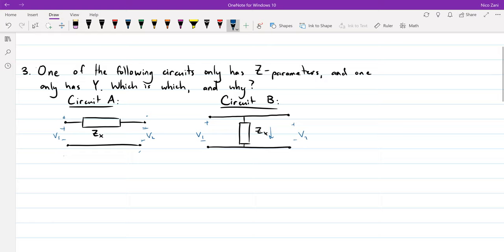I want to make sure, can everyone still see my screen? I think something just happened to my computer. Yes, no? Okay, great.